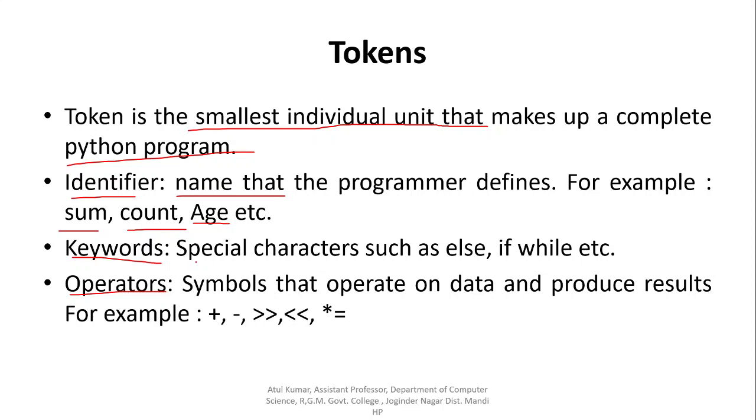Similarly, we have keywords. These are special words, and they are reserved words in our Python language. Similarly, we have operators. Operators are symbols that operate on data and produce results. In mathematics, we have the plus operator and the minus operator. Similarly, in Python, we have the plus operator to add two numbers, the minus operator to subtract two numbers, the shift operator, and the star operator to multiply the elements. These are special operators that operate on data and produce results.